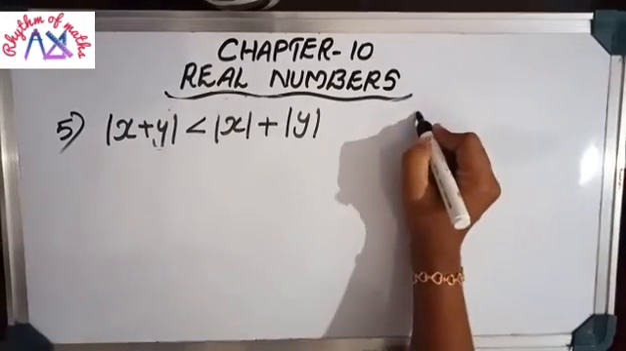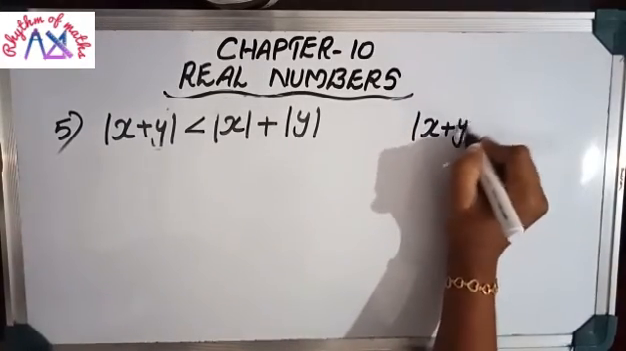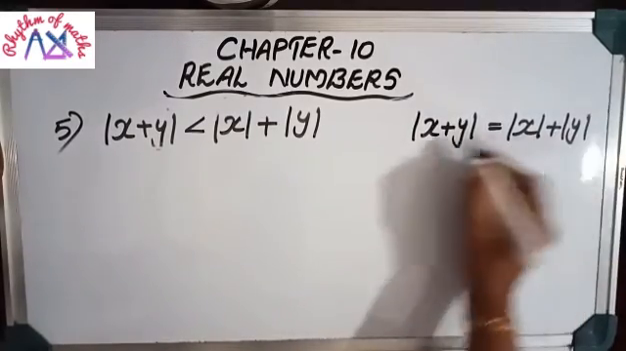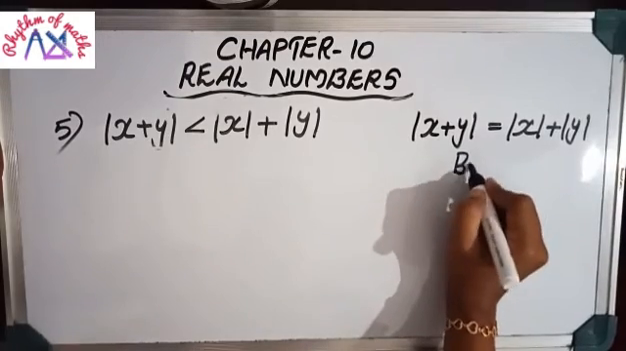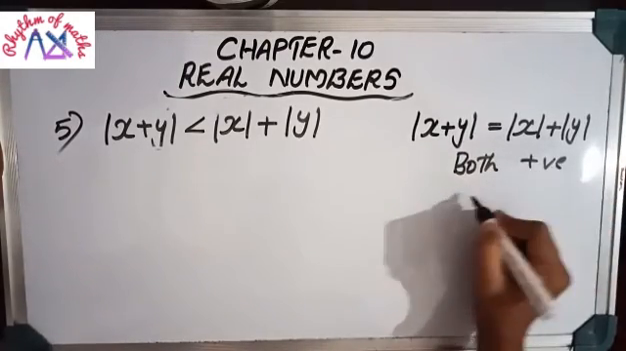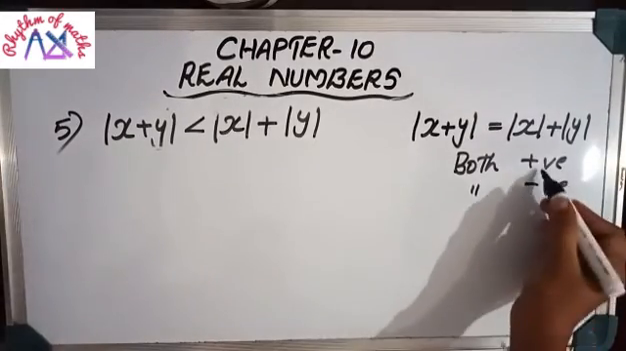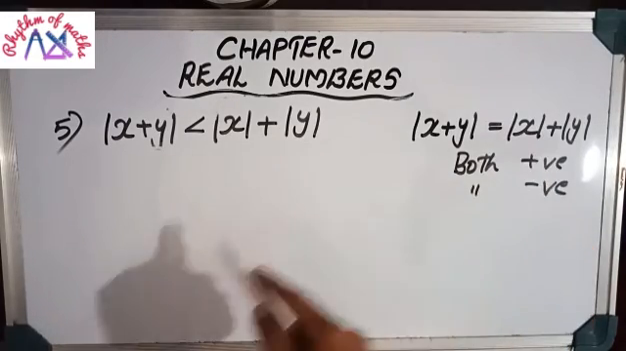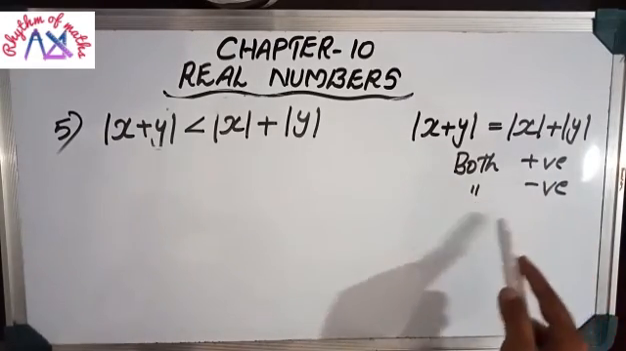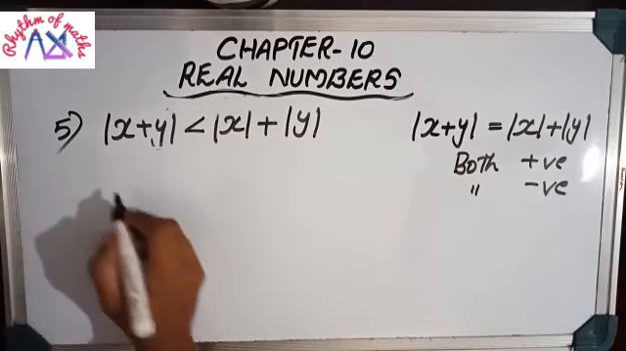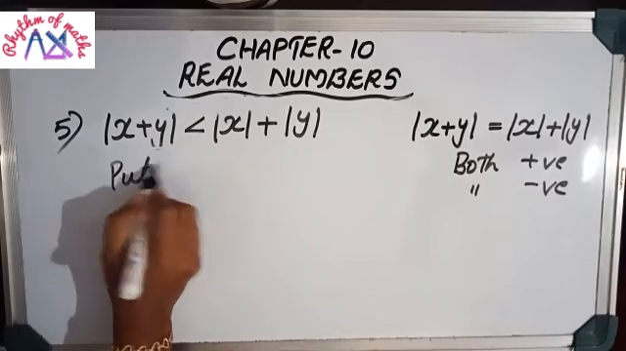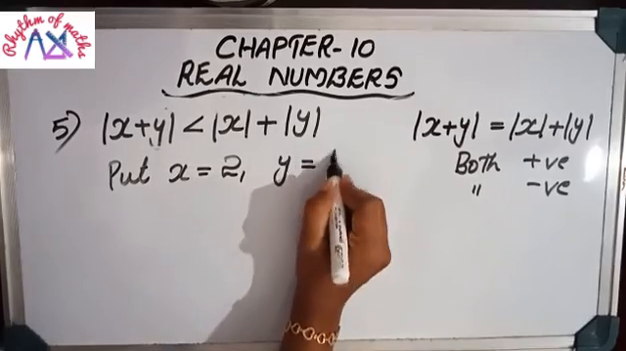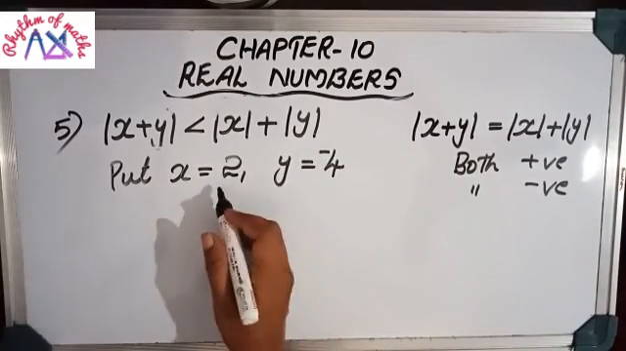Okay, in the previous question we proved if both are positive numbers or both are negative numbers, modulus x plus y is modulus x plus modulus y. This already we proved for both positive numbers or both negative numbers. So both positive and both negative is not possible to take here. So the next possibility is one positive number and one negative number. So let's check with the numbers. Put x is equal to a positive number, that is 2. Now y equal to any number, let's take it as minus 4. Okay, one positive and one negative.